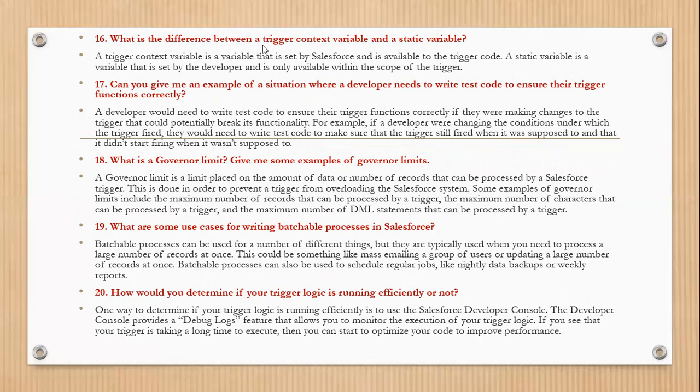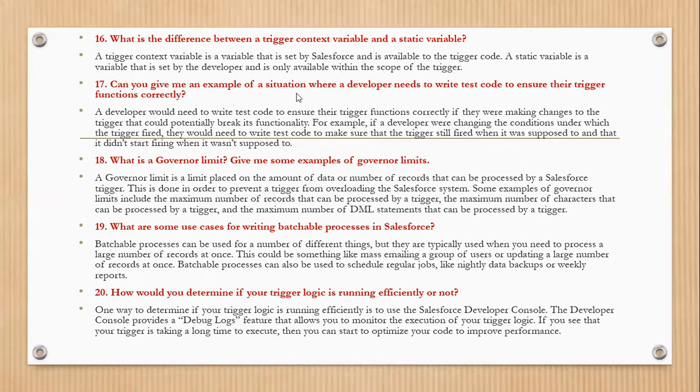Next question: what is the difference between a trigger context variable and a static variable? A trigger context variable is a variable that is set by Salesforce and available to the trigger code. A static variable is a variable that is set by the developer and is only valid within the scope of the trigger.